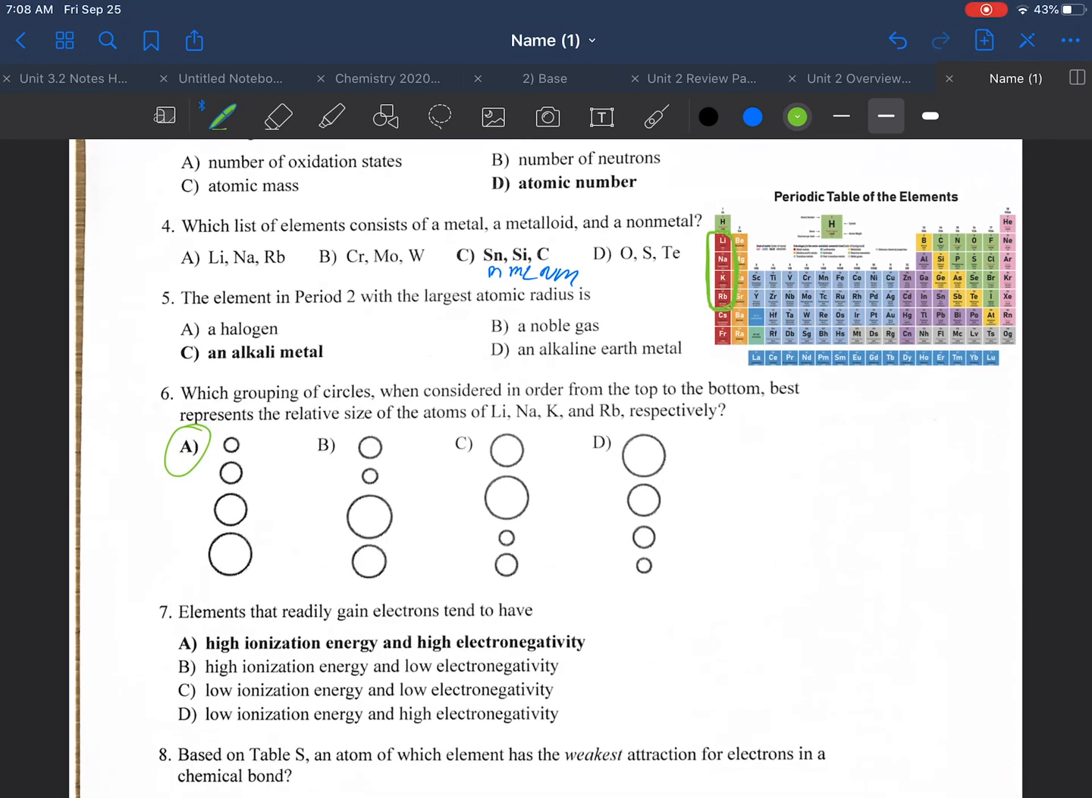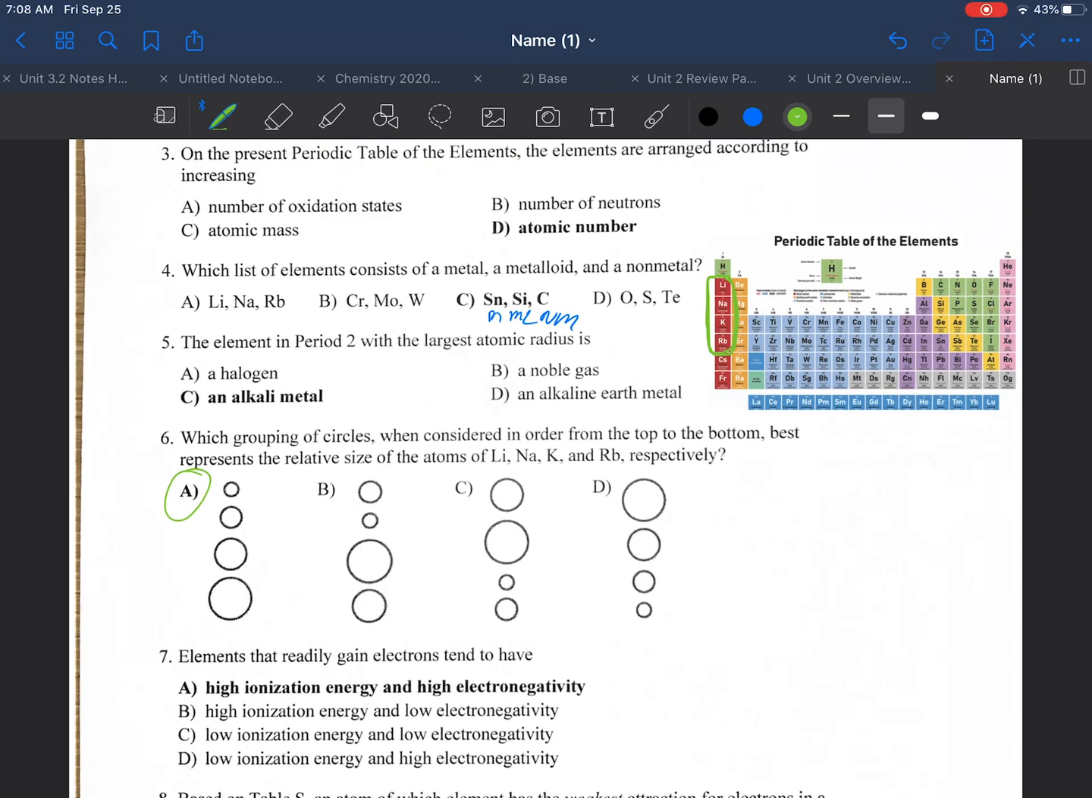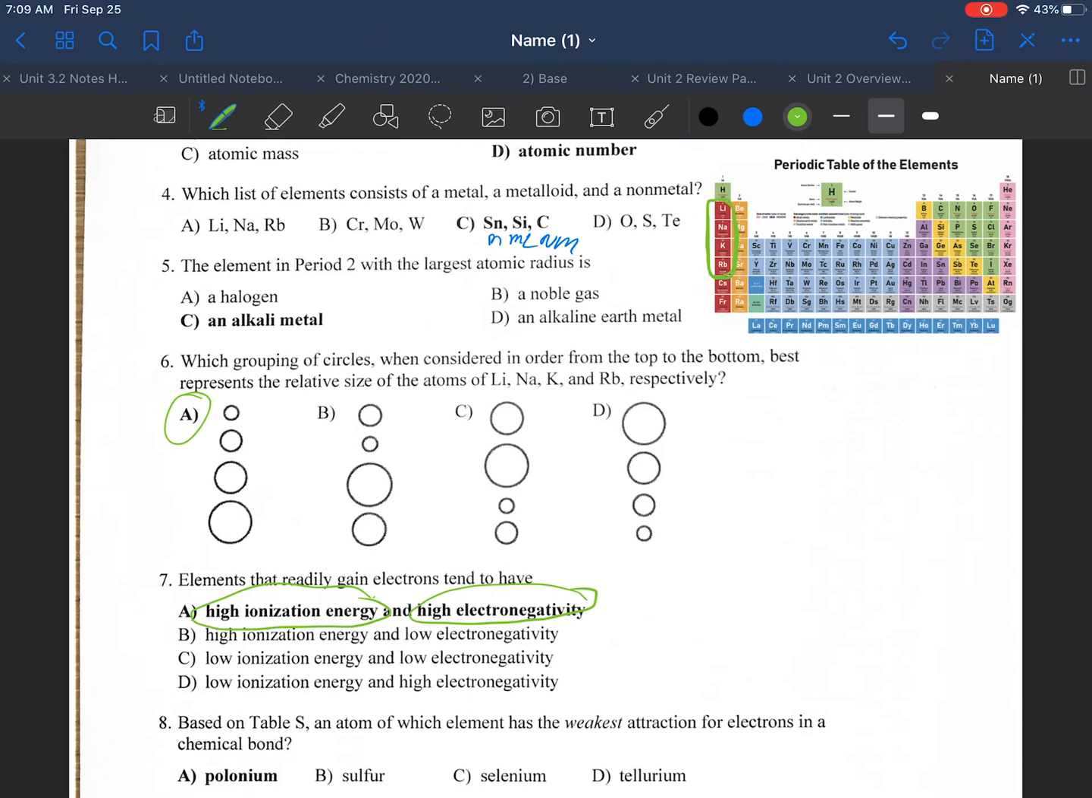Number 7, elements that readily gain electrons tend to have. Readily gain means they want them. So remember, high electronegativity means that they really want electrons. And having a high ionization energy means that they don't want to give up electrons. So A is the correct choice.